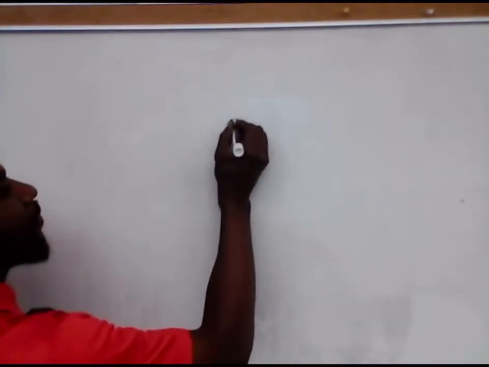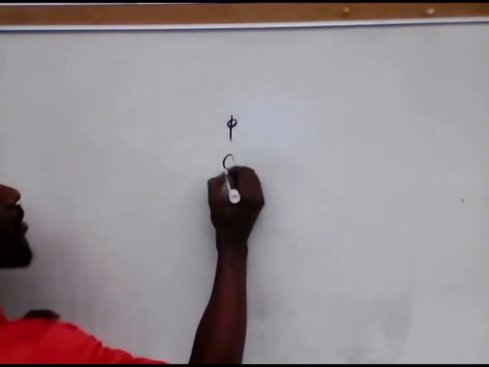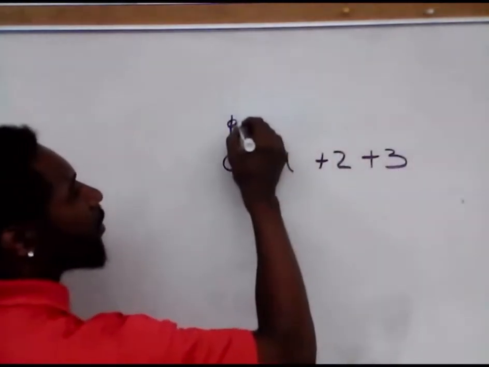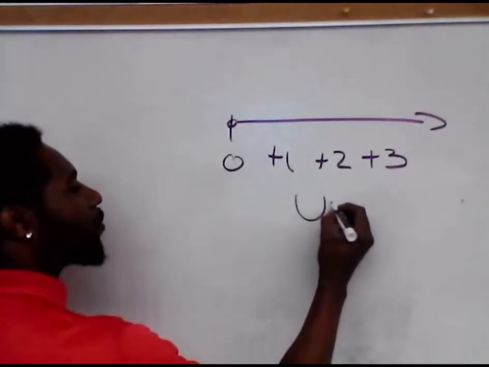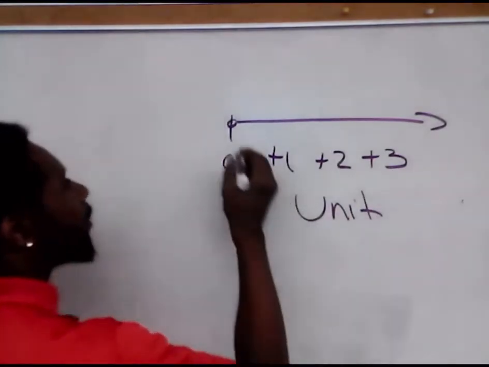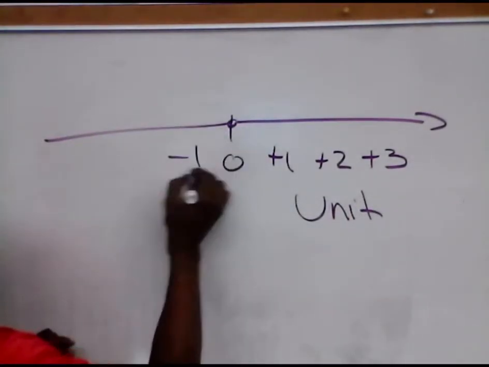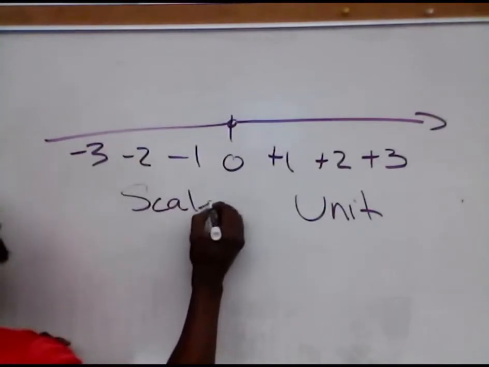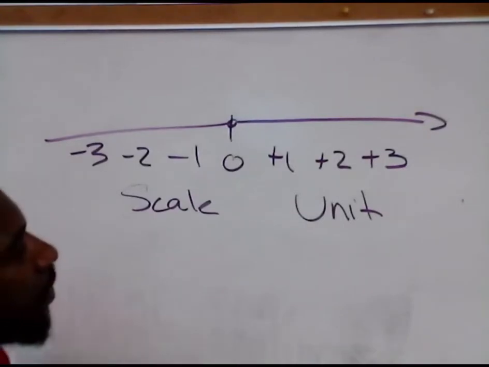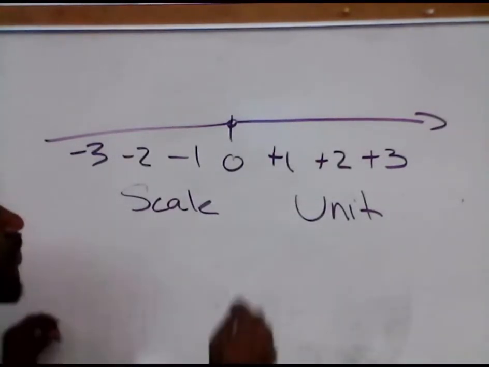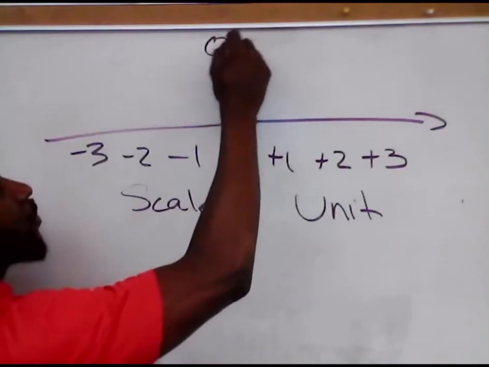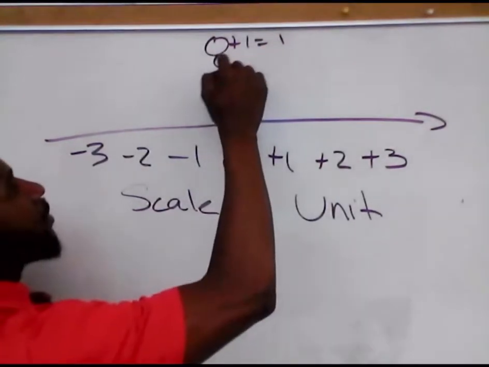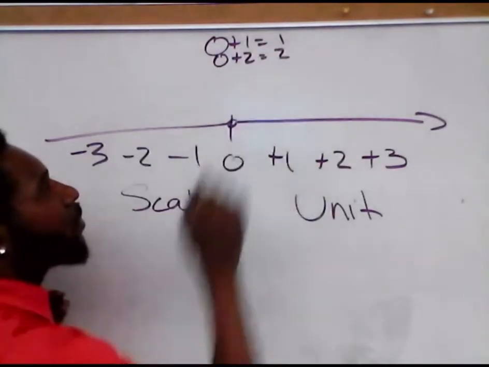So if I have 0 plus 1 plus 2 plus 3, these are called your unit side. -1, -2, -3. This is called your scale side. Okay? So what does that mean? Well, if I have 0 plus 1, that equals 1. If I have 0 plus 2, that equals 2.